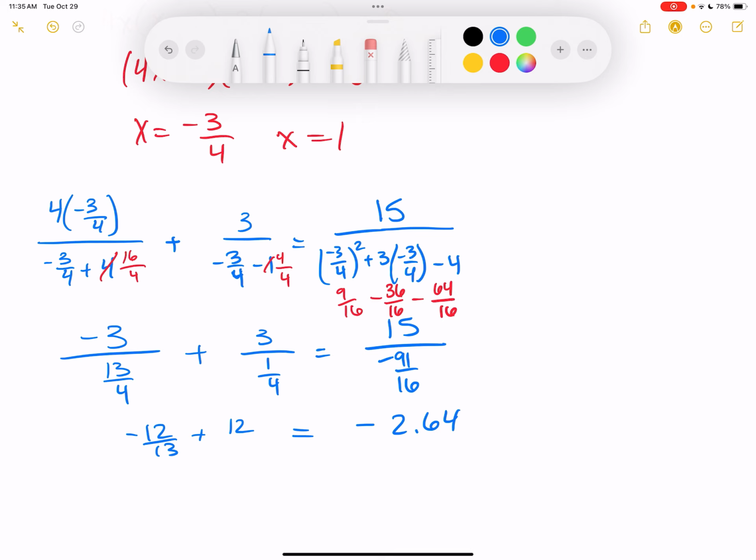Oh, I know where it's wrong. Should have been negative 7 over 4.